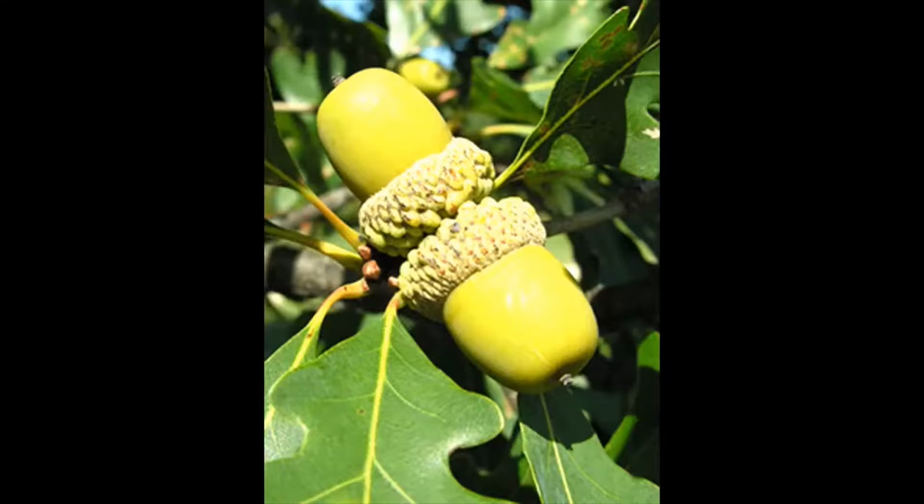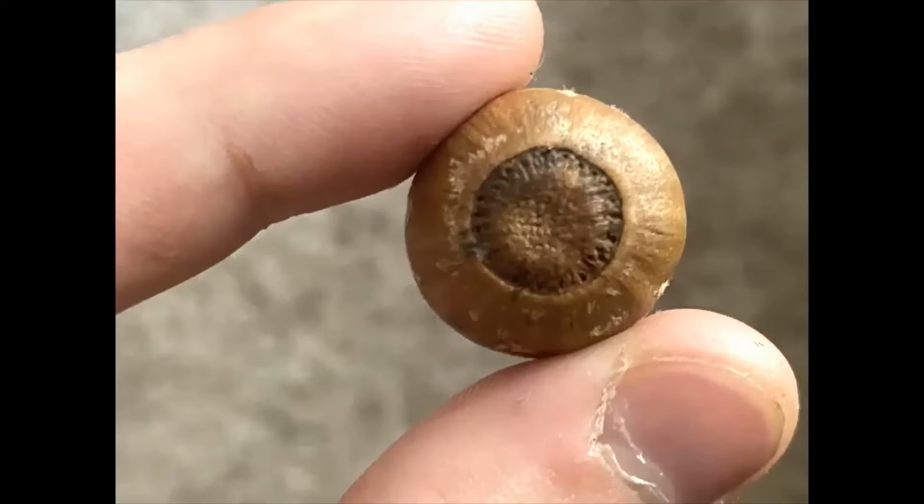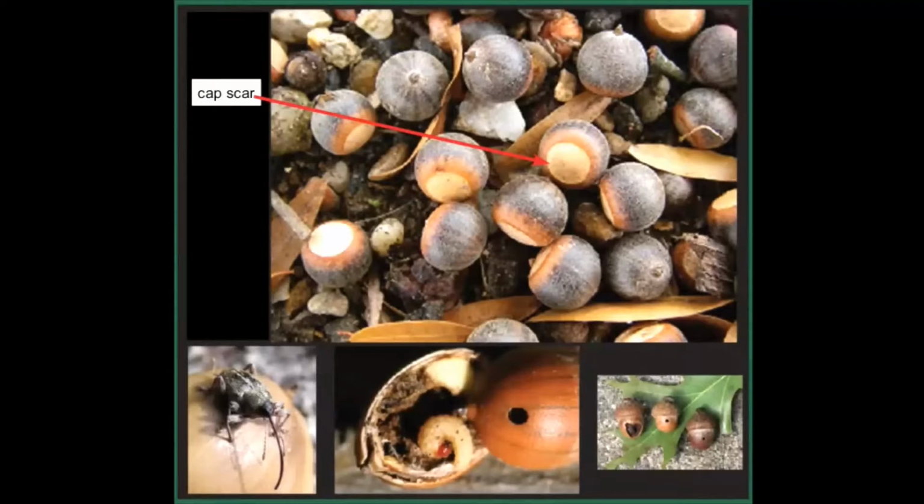One can also test for maturity and viability of acorns by investigating the color of the cup scar of the acorn, which is the small circular area that becomes visible once the cap of the acorn is removed. And in viable acorns, you're going to be looking for a lighter color that sticks out somewhat.